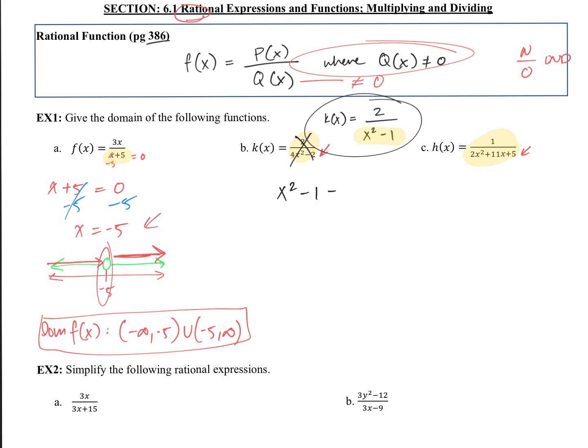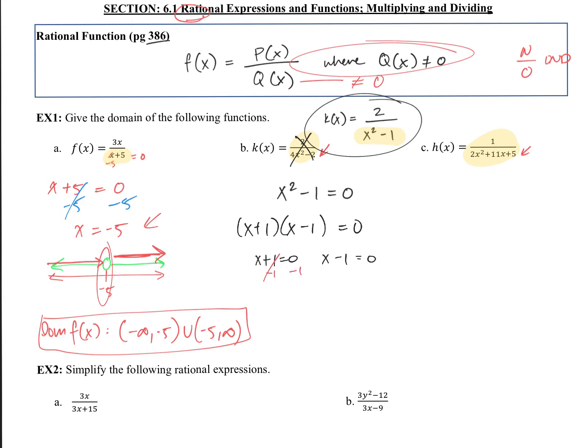So x squared minus 1 equals 0. Once again, why are we doing this? We're testing it to see what number causes the problem. Alright, and I know how to factor this. This is going to be x plus 1 and x minus 1 equals 0. And then, setting each of these equal to 0, we have x plus 1 equal to 0 and x minus 1 equal to 0.